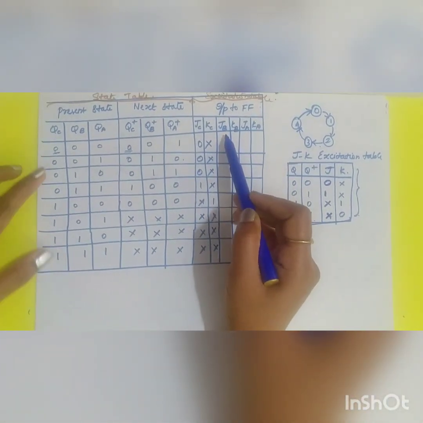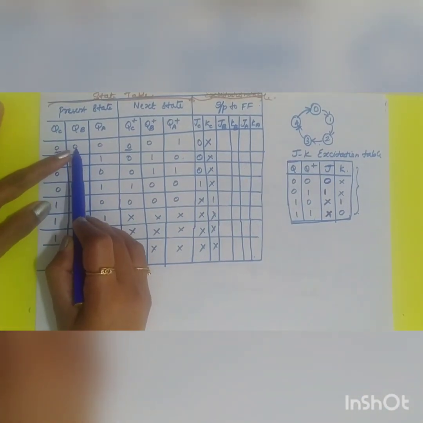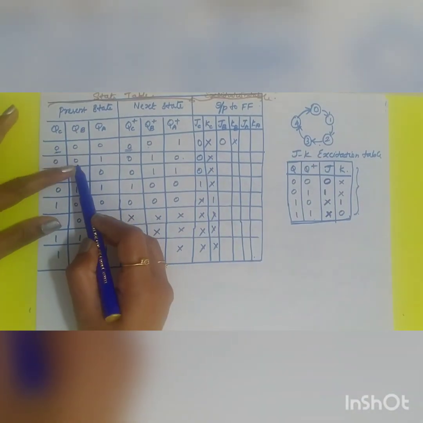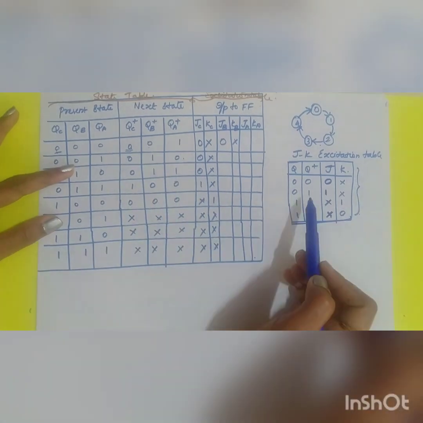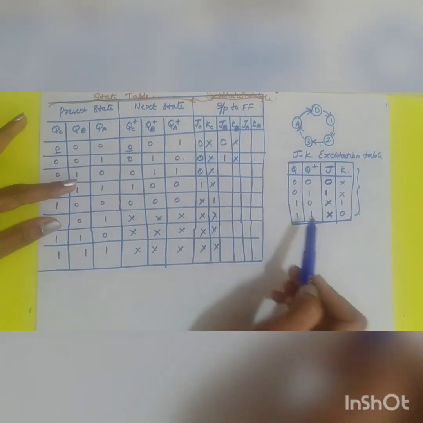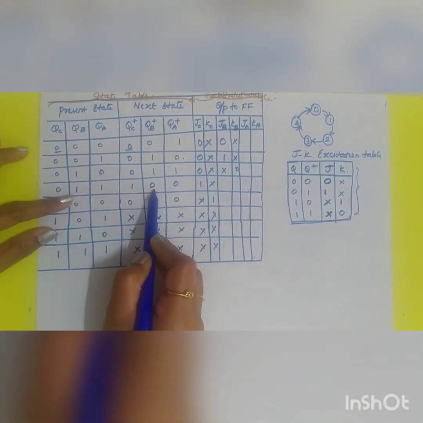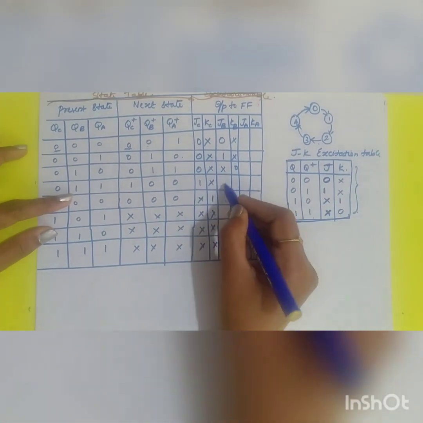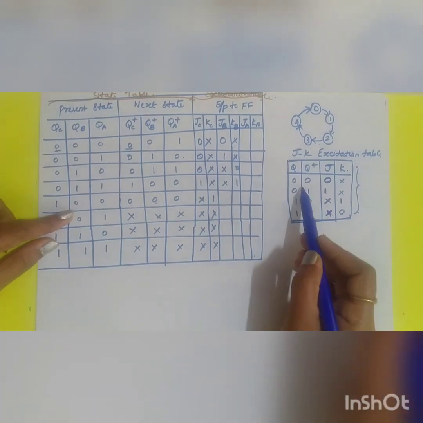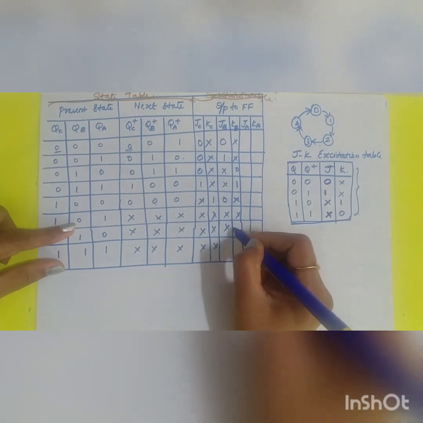Similarly, you follow it for your JB and KB. Now take QB. 0, 0, again it is 0, X. Now it is 0, 1. It is 1, X. 1, 1, it is X, 0. Then 1, 0, it is X, 1. Then 0, 0, it is 0, X. All other will be your don't care condition.